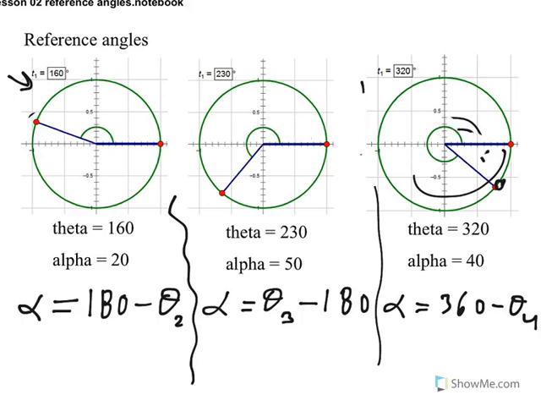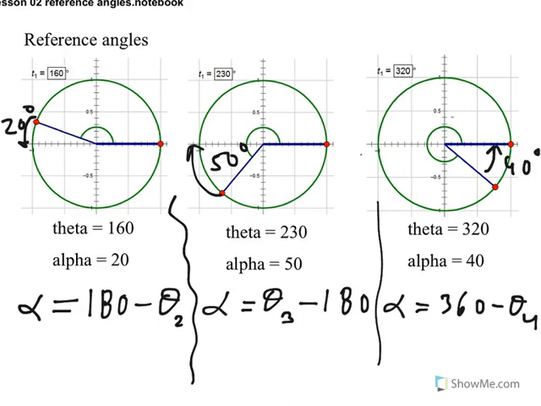There is a visual way to look at this that's even easier, which is: how many degrees do I need to go to get to the x-axis? Like here I'm at 160, so if I go this way, I just need to go 20 degrees. That's the reference angle. In this one, I'm at 230. I need to go backwards 50 degrees to get to the x-axis. And on this one, I'm at 320. I need to go 40 more degrees to get to the x-axis. So you could think of it as how far am I from the x-axis. That's going to be your reference angle.